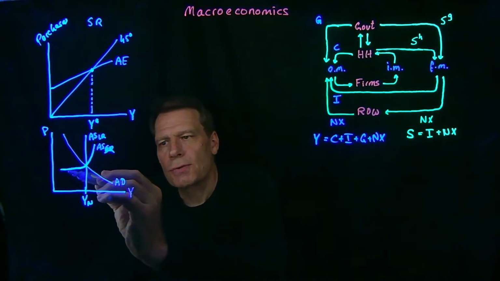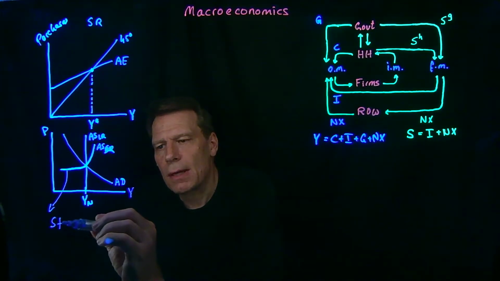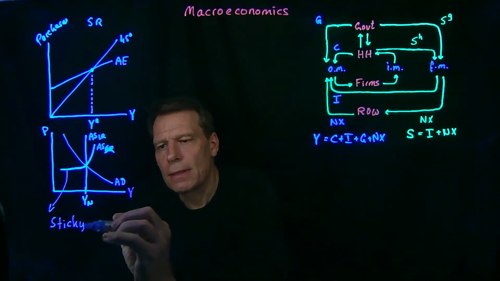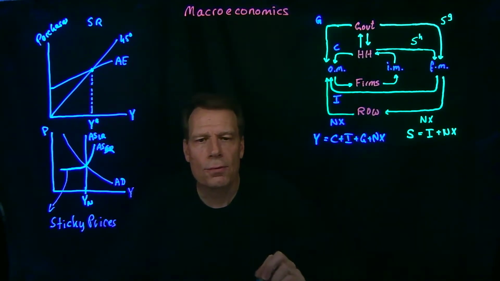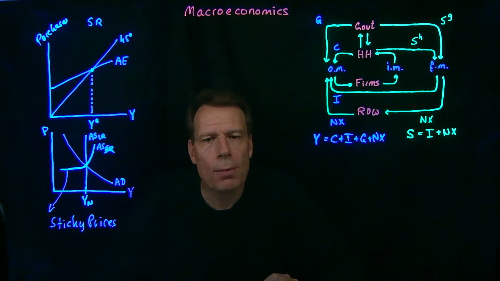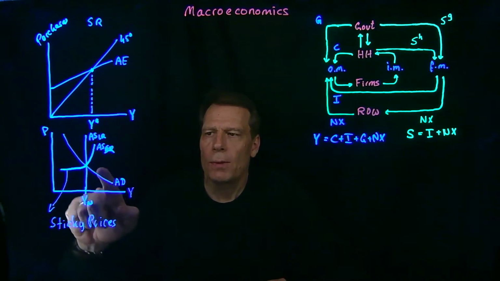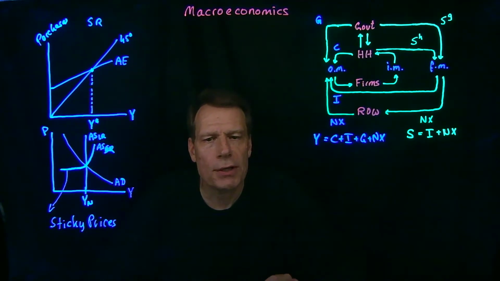Now this flat portion of aggregate supply was entirely due to the assumption of sticky prices. The assumption that in the short run, markets don't fully adjust, and so equilibrium prices don't fully emerge in markets, and prices are sticky. Then when we talked about pushing production beyond the natural level of GDP, we saw that that would give rise to price increases, to inflation.